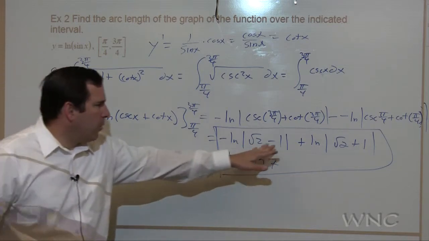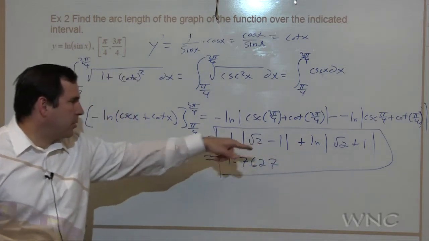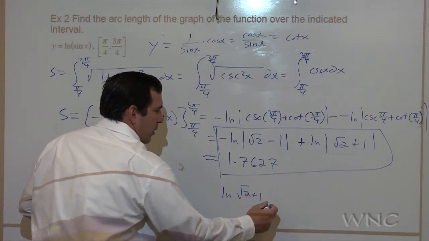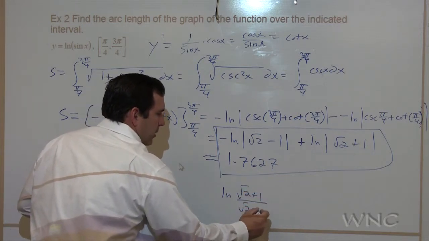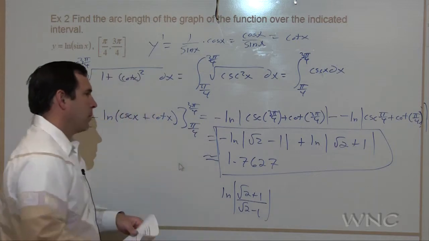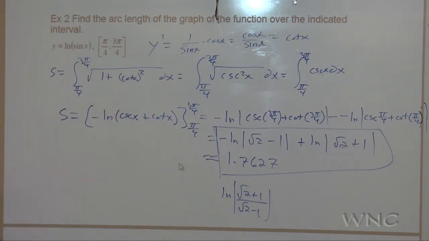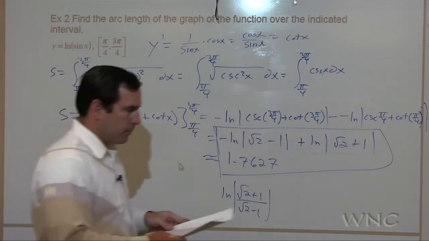And we could do a little bit more with this algebraically. It would be natural log of the square root of 2 plus 1 over square root of 2 minus 1, because this negative here puts that down below, if you want to combine it under one natural log. Okay.